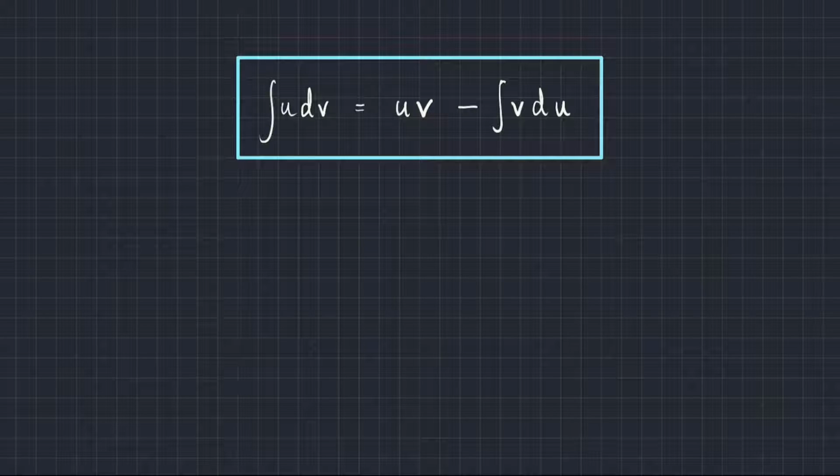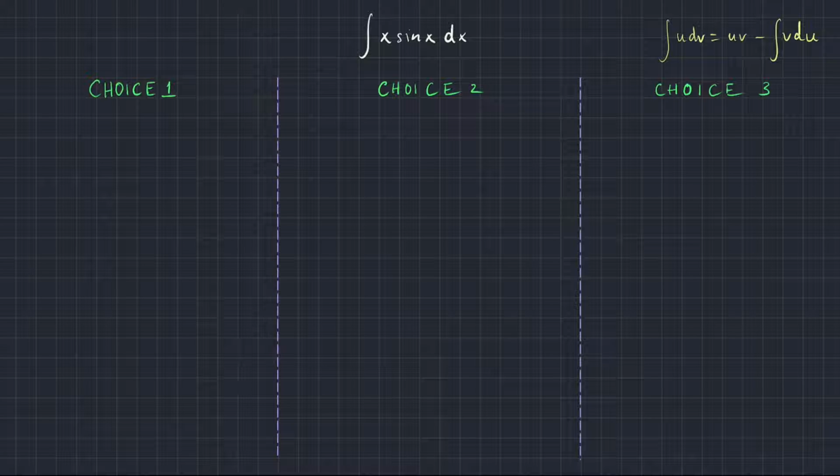Now it is very important to understand that this formula on the left hand side contains a function u and a differential of another function. And in order to integrate by parts, we need to have both a function as well as a differential at hand. Let's see how we can use integration by parts to integrate x sine x dx. Now we have three choices based on what we set as our function u and what we set as our differential dv. For the first choice, I'll choose the correct choice. I'll set u as x and dv as sine x dx.